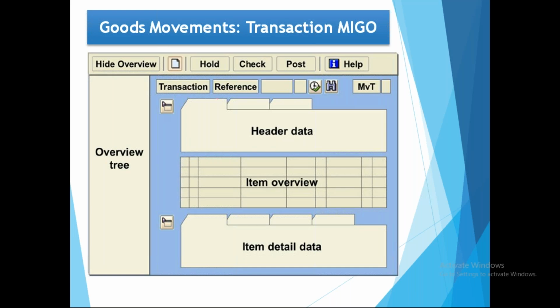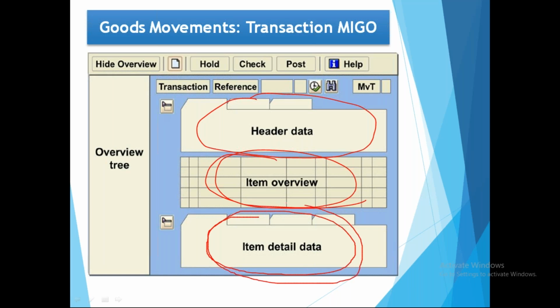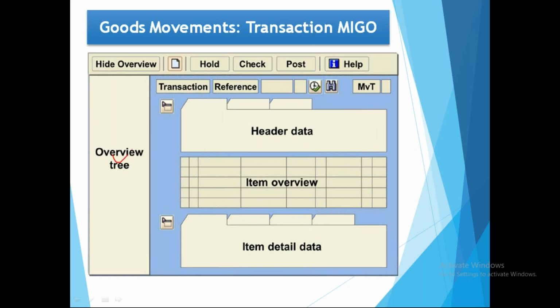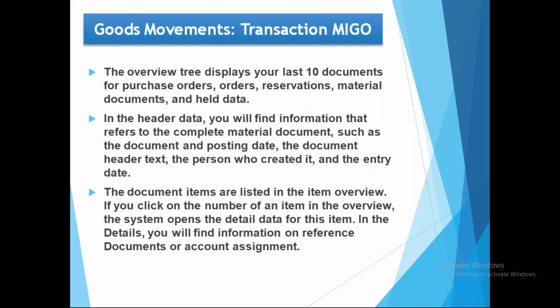Basically the data in the transaction MIGO will be divided into 4 sections. One is header data, one is item overview data, and another is item details data. And there will be an overview tree section. So totally there are 4 sections: overview section, header data section, item overview section, item detailed data section. So in the MIGO transaction, data is stored in 4 sections. We will see this now.